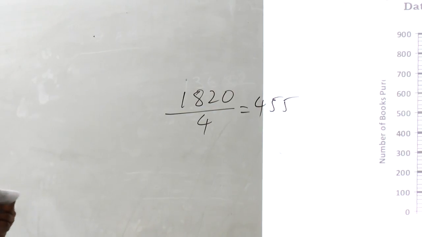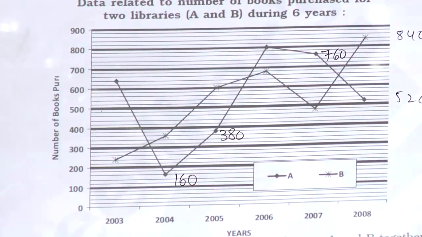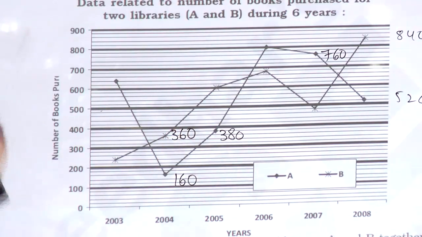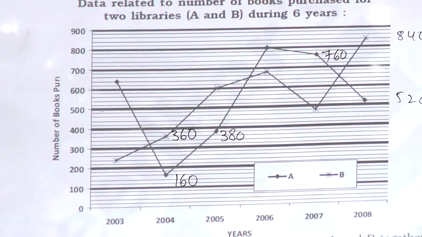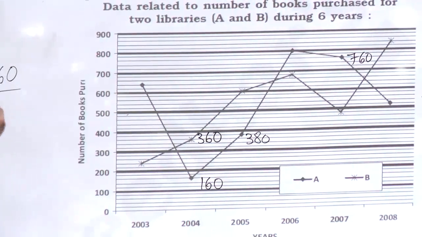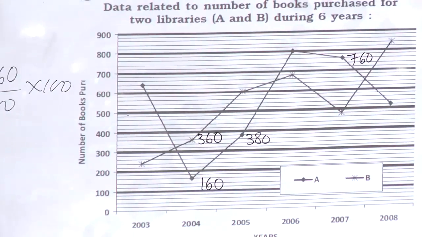48. The number of books purchased for library B in 2004 is what percent of the number of books purchased for library A in 2006? B in 2004, how much is this? 360. And you are asked, 360 forms what percent with respect to A in 2006, which is 800. Percentage, right? So into 100. 50% of the denominator is 400 and this is 40 less, which is 5% less than 50%. Answer 45%.